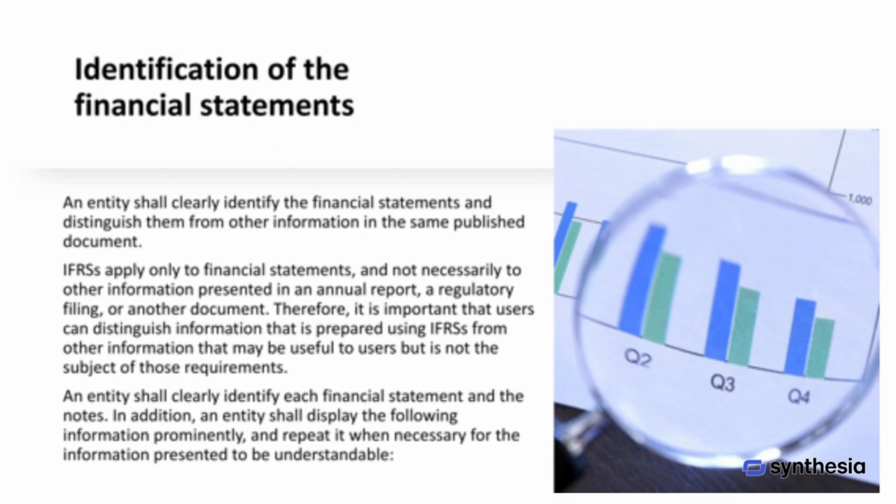An entity must clearly identify its financial statements and distinguish them from other information within the same published document. This is crucial because IFRSs apply specifically to financial statements, not necessarily to other content within an annual report, regulatory filing, or similar document. It is important for users to be able to differentiate between information prepared in compliance with IFRSs and other information that, while useful, may not be subject to these standards.